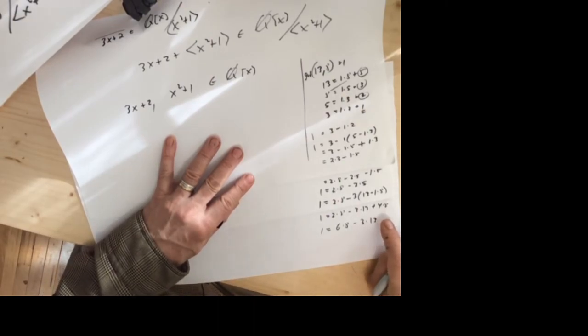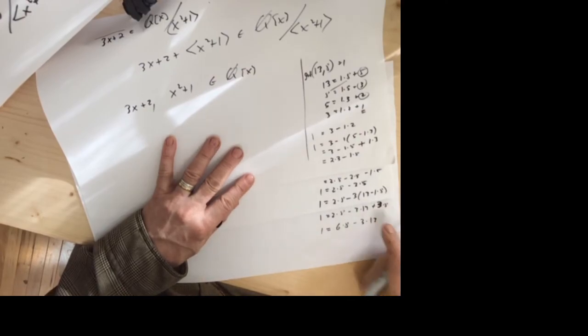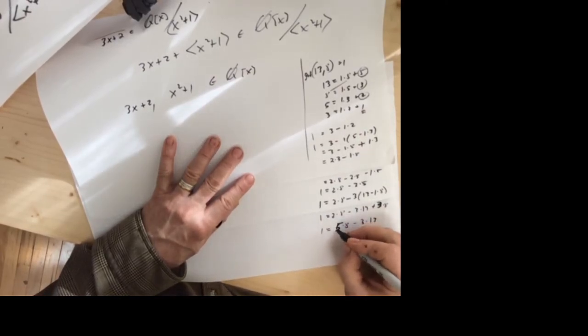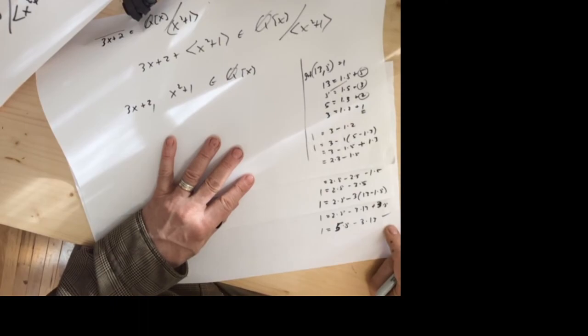Is it 6? 3 times 1 is 3. 3 8s and 2 8s is 5 8s. And is it true that 40 minus 39 is 1? You bet it is. What have we actually just done?